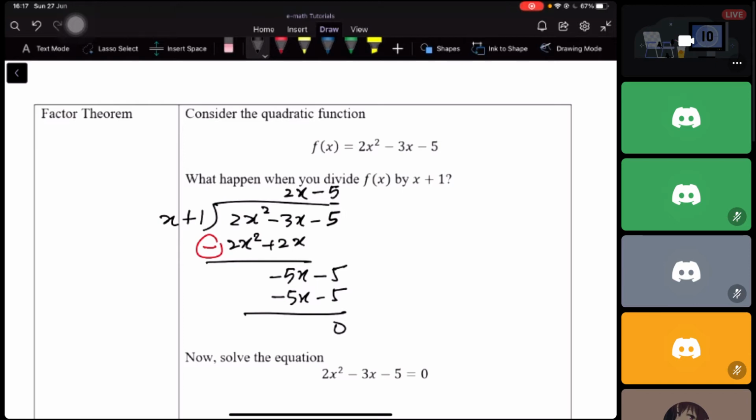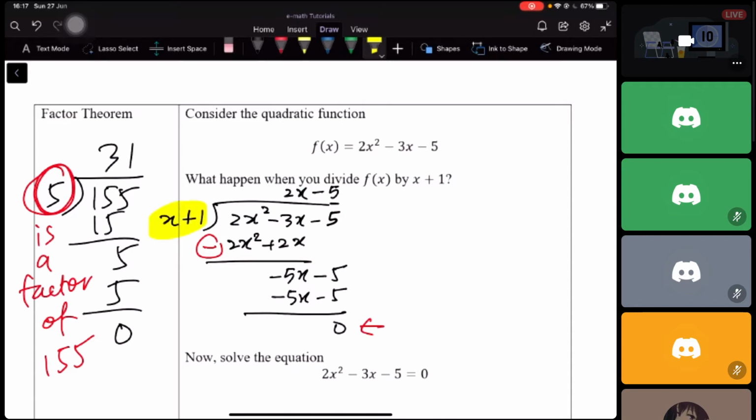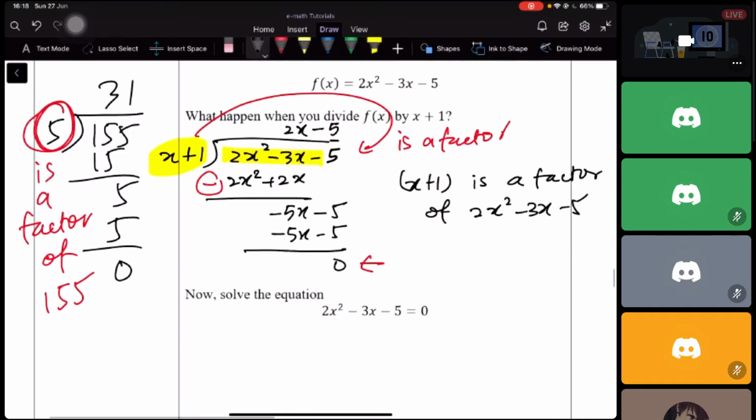Remainder of 0 means what? Let me show you another example. Go back to primary school. 155 divided by 5. 3, 15, 5, 1, 5. You get 0 in the remainder. 0 in the remainder means 5 is a factor of 155. Which means if you get a 0 in the remainder, this denominator here is a factor of this function here. Write down for you: x plus 1 is a factor of 2x squared minus 3x minus 5. Hold on, I will tell you what it means later.